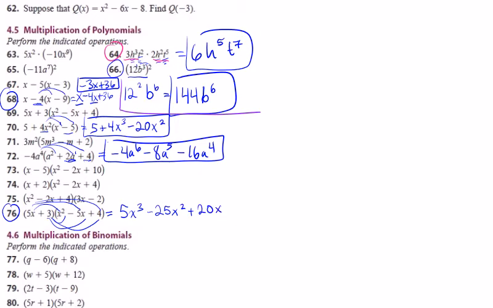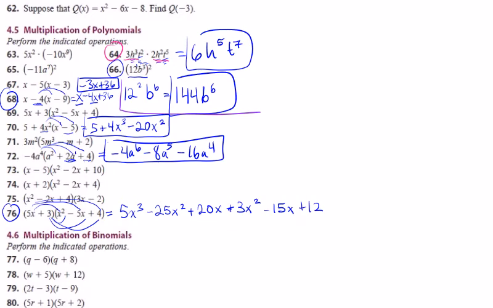Then we're going to go with the 3 now. 3 times x squared is 3x squared, positive. And then 3 times -5x is -15x. And 3 times 4 is 12. Okay, so when we multiply a binomial, a two-term polynomial, with a trinomial, we end up with six terms, right? 1, 2, 3, 4, 5, 6.